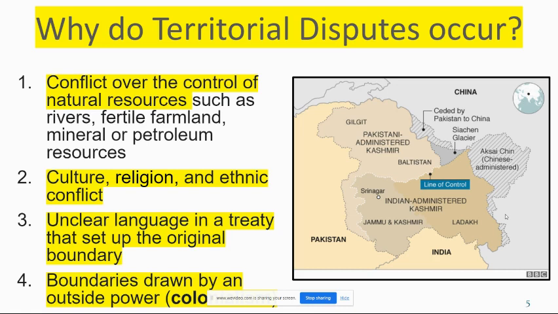Territorial disputes can also be caused over culture, religion, and ethnic conflict. So when multiple groups claim a similar territory, or one group of people ends up on the wrong side of the boundary, that can create some conflict. Also, they're created by unclear language. Sometimes treaties that set up the original boundary aren't clear, or there are disputes over that language. And that can cause territorial disputes as well.